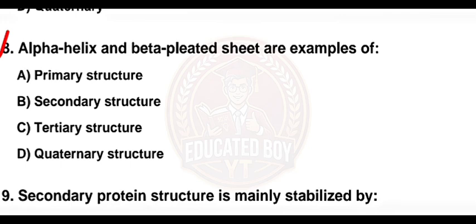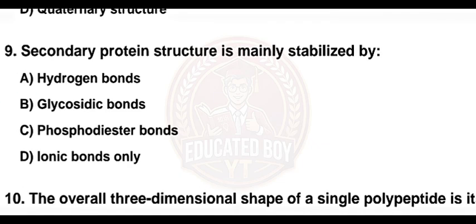Question number 8. Alpha helix and beta pleated sheet are examples of option A, primary structure, option B, secondary structure, option C, tertiary structure, option D, quaternary structure. Right answer is option B, secondary structure.